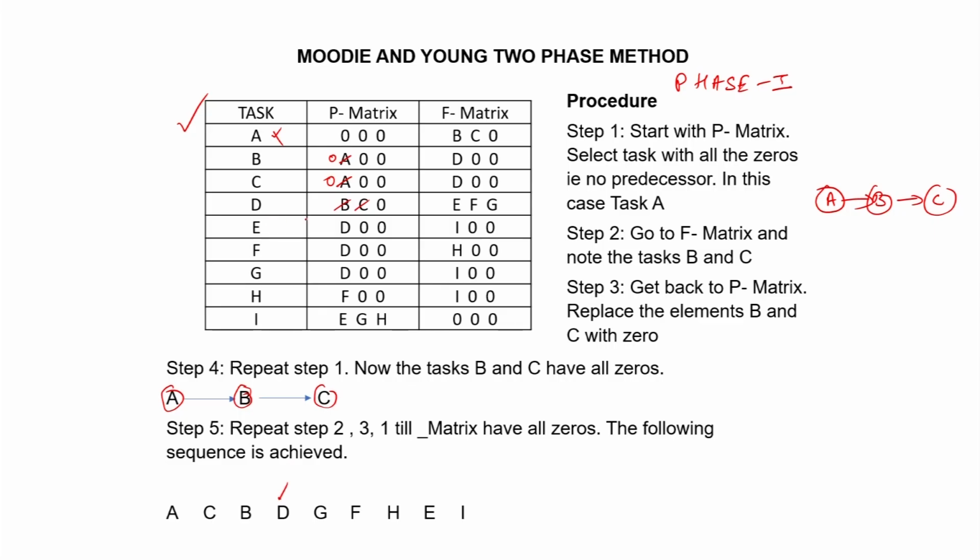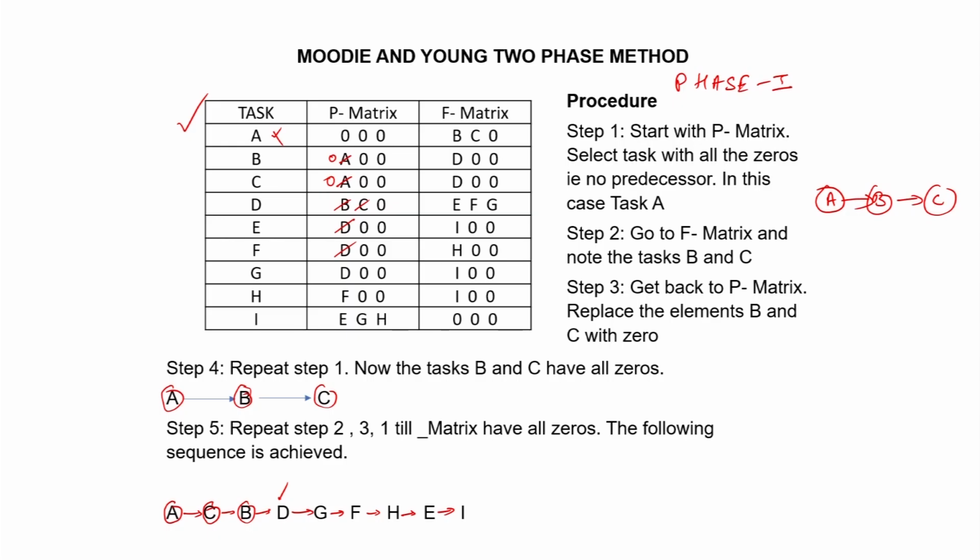Once we have assigned D, then E and F. So, go to E and F and delete this, and like this we will get this sequence. So, all the tasks have been arranged in the sequence as a phase 1 exercise. In phase 1, by following these 5 steps, we are able to develop a sequence of these tasks based on their precedence and the followers.